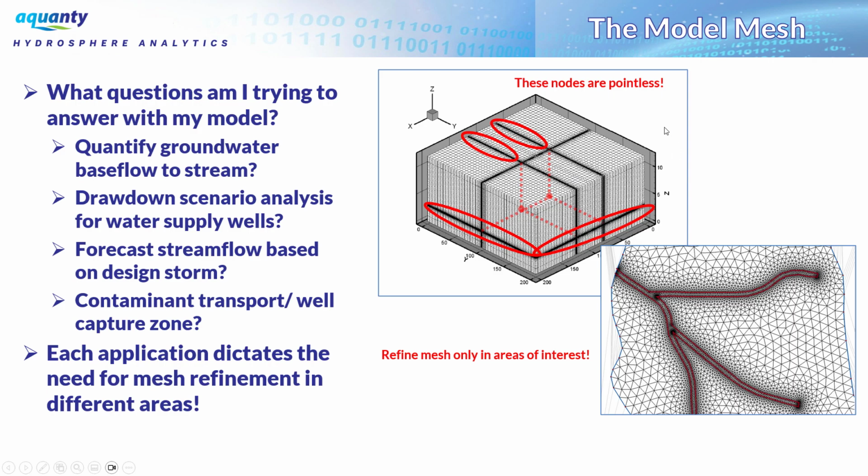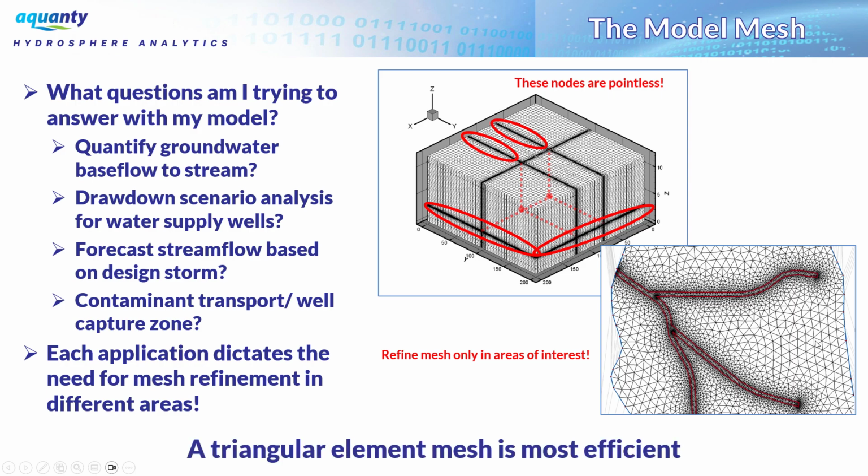For example, this red outlined area might be a stream, might be a river network. If we're looking to model base flow to those streams, then yes, we're going to want to refine the model around those stream networks, with less refinement, fewer triangular elements, and fewer model nodes in these areas further away from the streams.